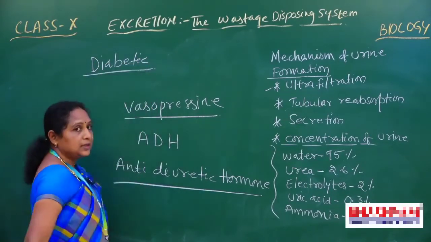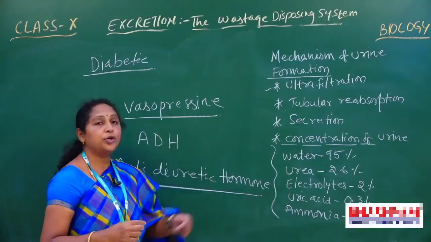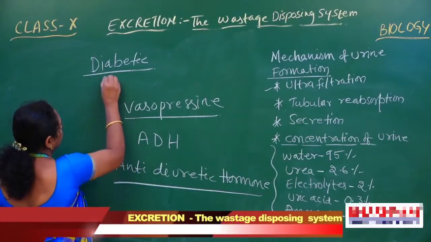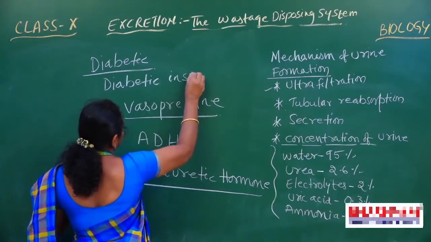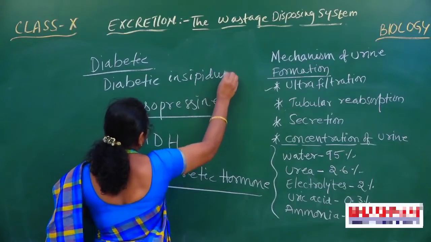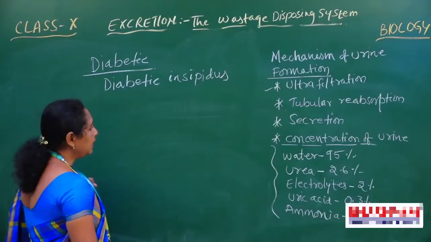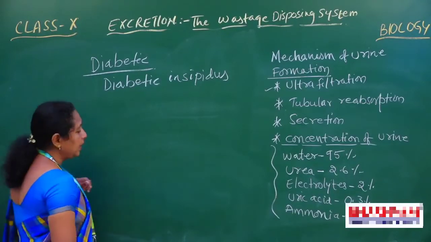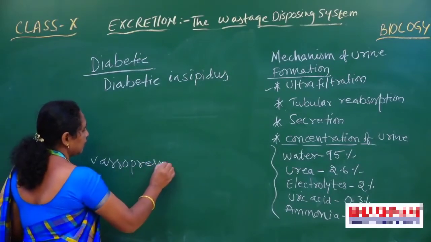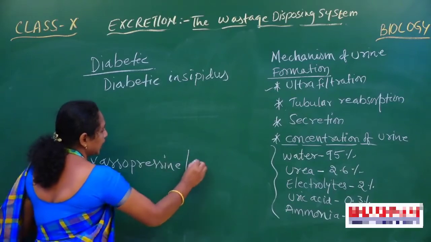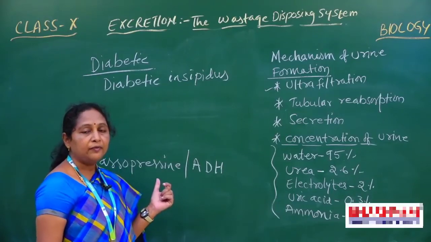What do we call it? Diabetic. Okay? So if the sugar levels get low in your urine, such a condition we call diabetic insipidus. How? The urine concentration is maintained by a hormone that we call vasopressin, or antidiuretic hormone, which is secreted by the pituitary gland from your brain only.